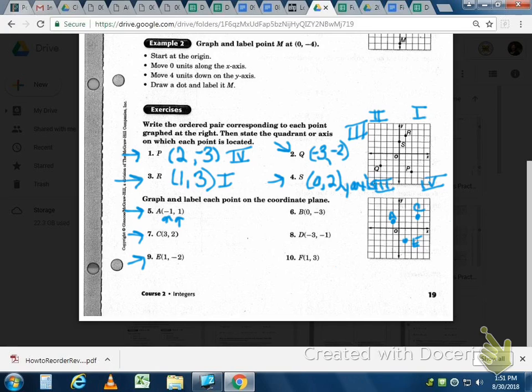I do want to do one more, and that's number 6. It says 0, -3. Where do I go with that one when it says 0, -3? Brennan? You start with 0 and then you go down 3. Yep, you just stay at the 0 and you go down 3 and put your point, and it's point B. Good job. All right, are there questions about this?